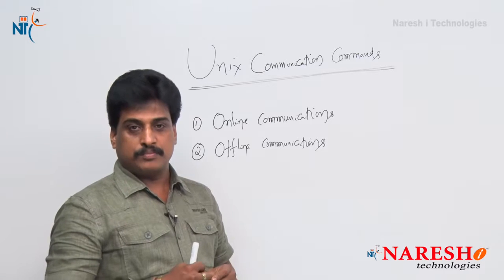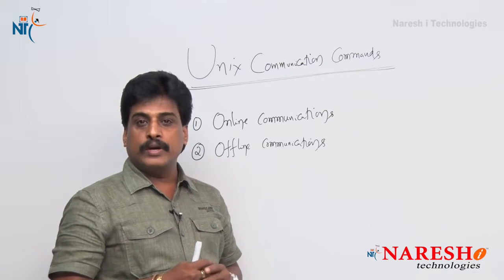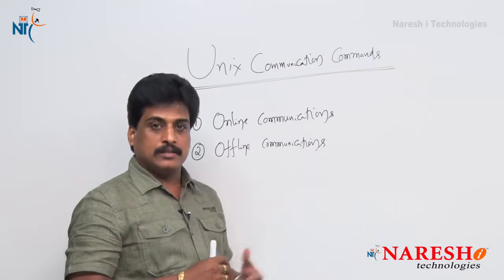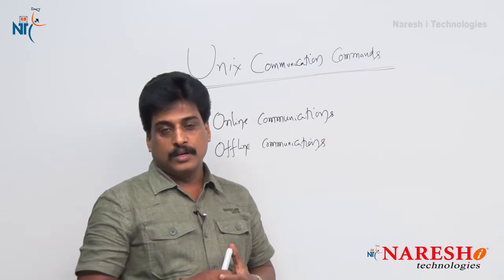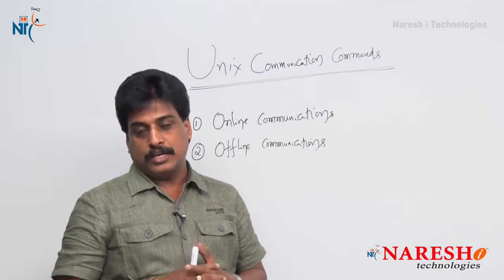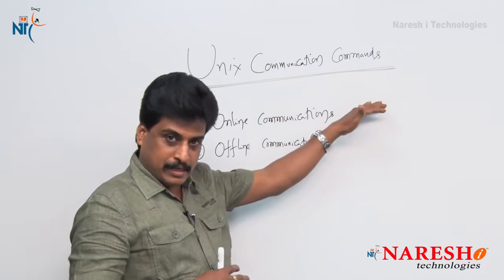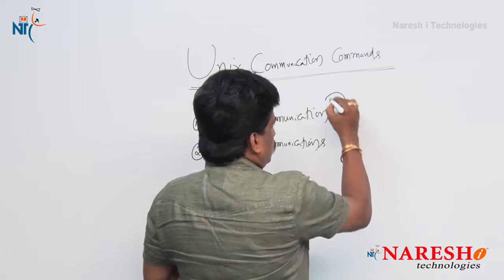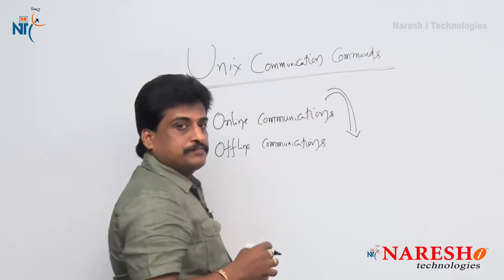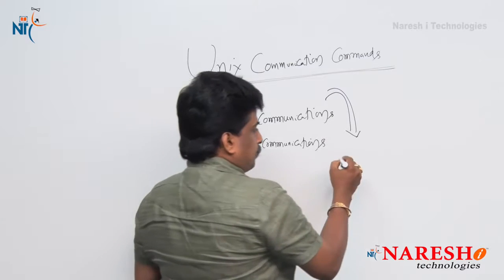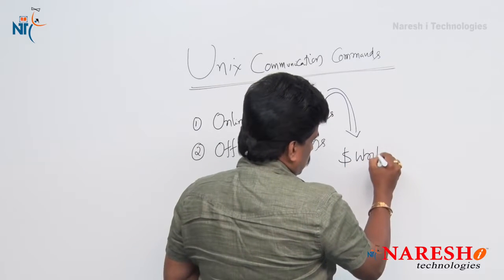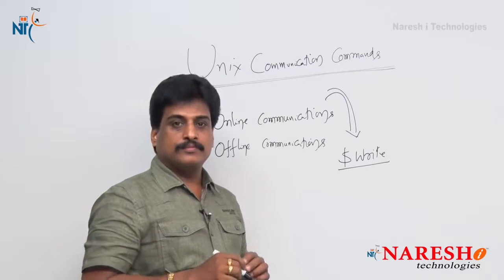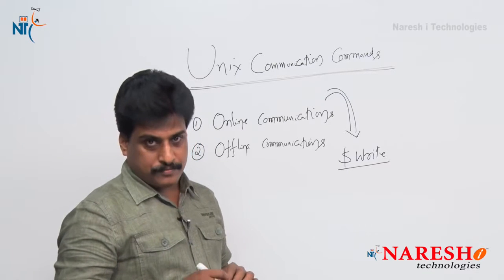Online communications are popularly known as two-way communications. Offline communications are popularly known as one-way communications. For communication commands, we use online and offline separately. First, observe two-way communication commands. The first command is write. By using the write command, we can send messages to one or more users.